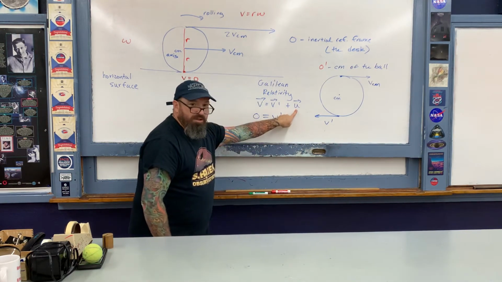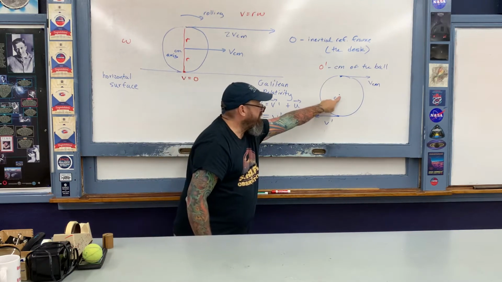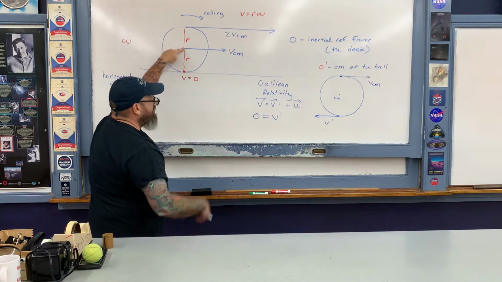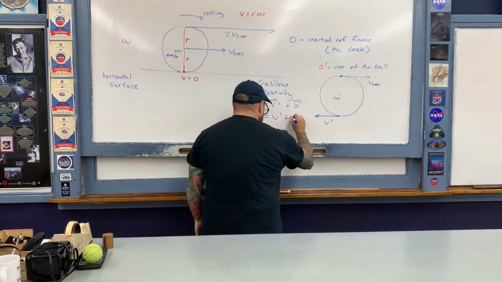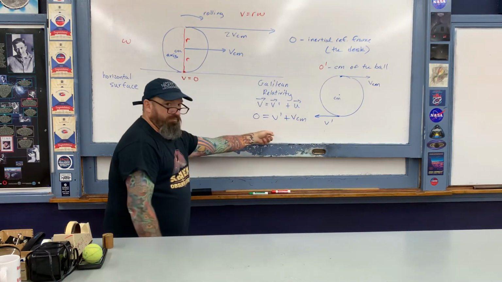And then right here is U. This is describing the velocity of the center of mass relative to O, the desk. That's VCM. Solve for V prime.